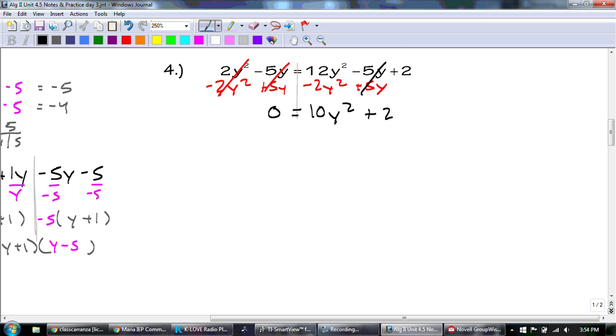Now, it's a quadratic binomial, but it doesn't have subtraction. So what we're actually going to do is use the quadratic formula. A equals 10. B, is there a B term right here? No, so it's 0. And then C equals 2.